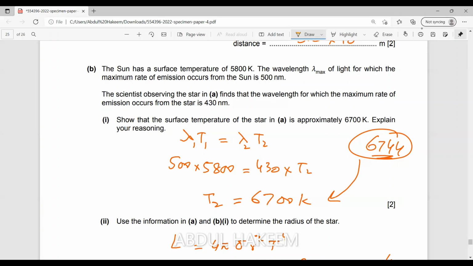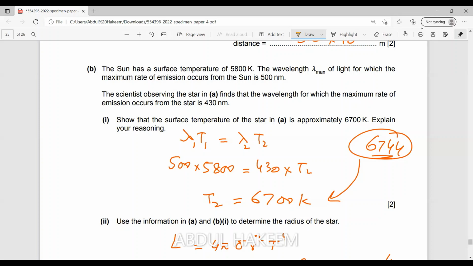Look, according to the formula, lambda max is inversely proportional to temperature. Meaning lambda 1 T1 is equal to lambda 2 T2. Lambda 1 is 500, temperature 1 is 5800, lambda 2 is given as 430, temperature second is required, so it's approximately 6744, so close to 6700.